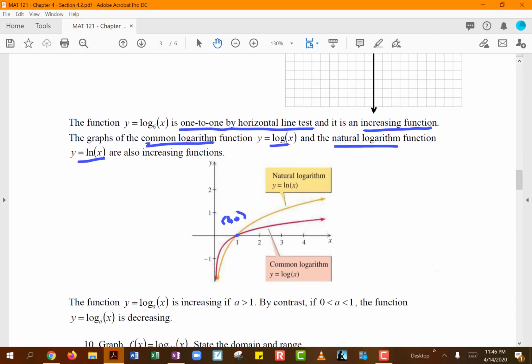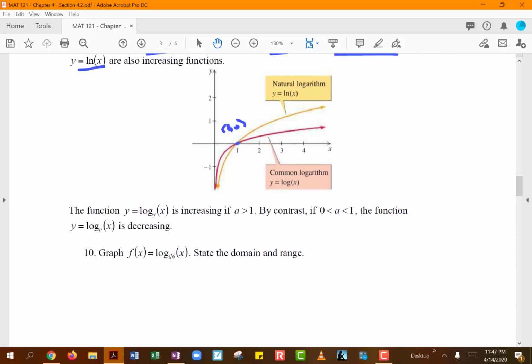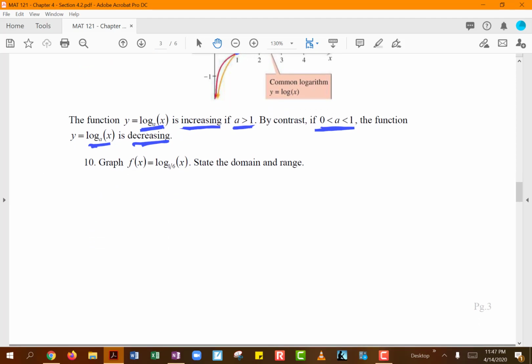Just like with exponential functions, if this base a is a number greater than 1, then your function will be increasing. If your base a is a number between 0 and 1, then your function will be decreasing. So that's what we're going to be doing here in number 10, is talking about how the graph of log of x with base 1/6 is going to end up looking like. So let's take a look at this graph here.